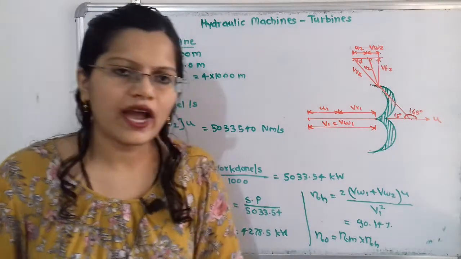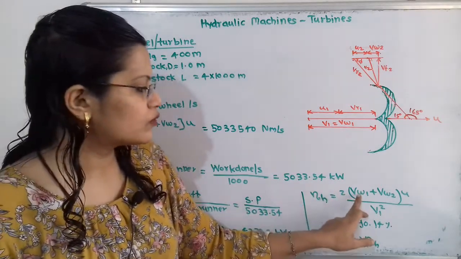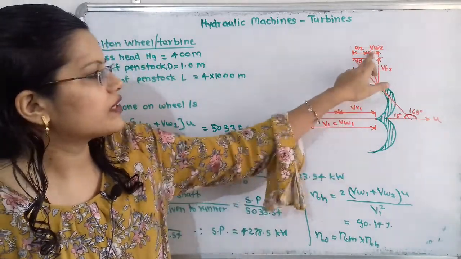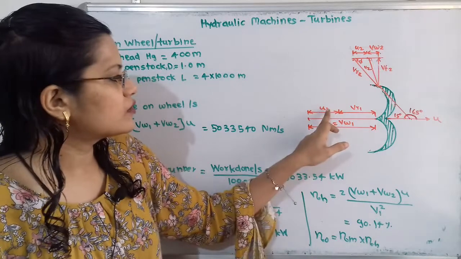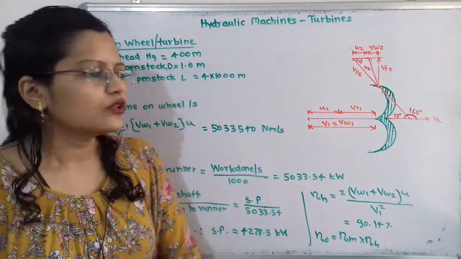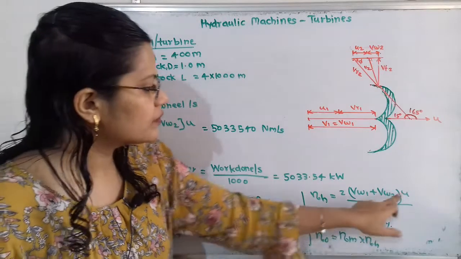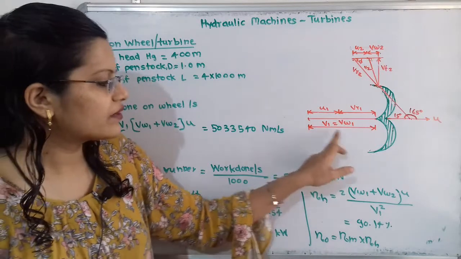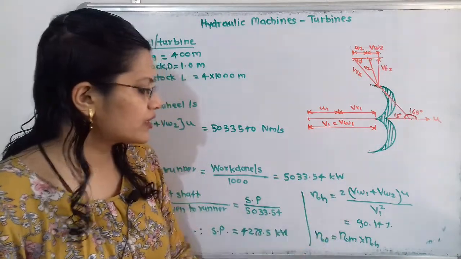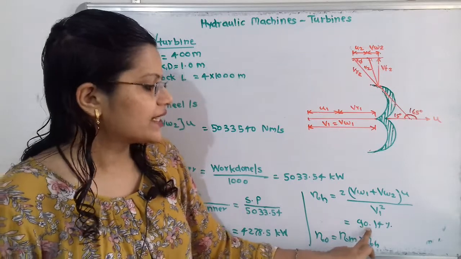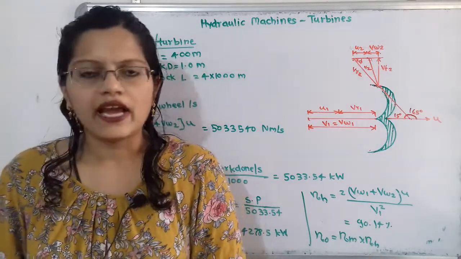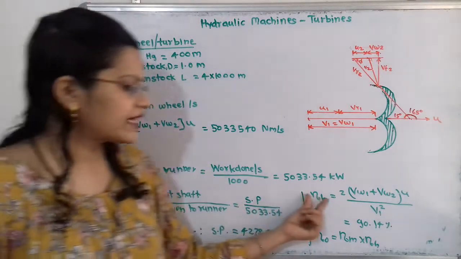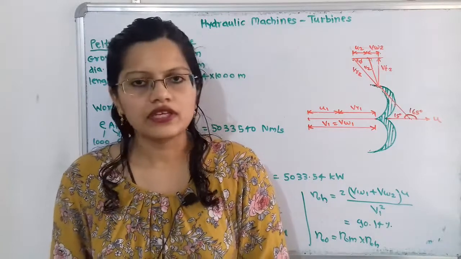Then eta h, the hydraulic efficiency. We know the formula 2 into (Vw1 plus Vw2) into U by V1 square. The values of Vw1 and Vw2 are known, and the value of U is equal to U1, which is equal to U2. So we first take the values of U, Vw1, Vw2 and V1, where V1 is the velocity of the jet. When we put in all the values, we get the hydraulic efficiency 90.14%. And how do we calculate the overall efficiency? That is the multiplication of mechanical efficiency and hydraulic efficiency. So here is the answer.